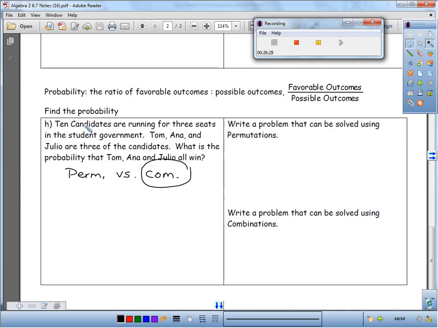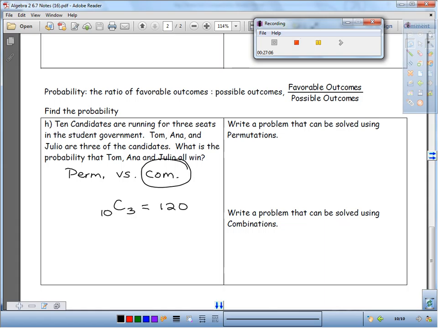How many people are running for these offices? 10 people are running. I'm going to choose 3. So everyone find that value, however you need to do it using your calculator. Okay, Connor, what'd you get? 120. Class, do we agree? Yes, we do. Now that's the number of possible outcomes.